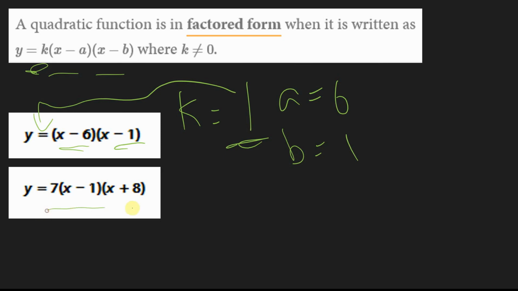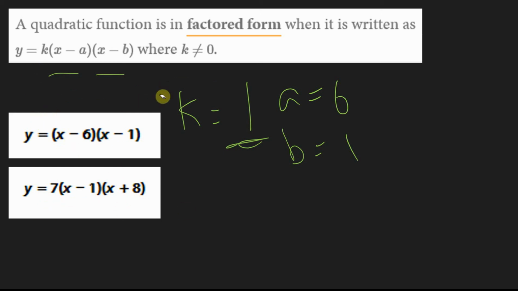So just take a minute, and on the second example, make sure you can identify it. Pause me if you need to. Take 5 or 10 seconds. Great. So you should have gotten that the k is 7, the a is positive 1, and the b is negative 8. And again, remember, it's opposite the sign.